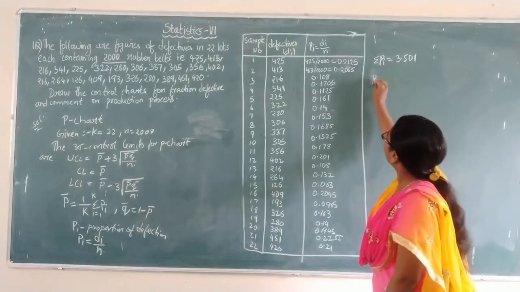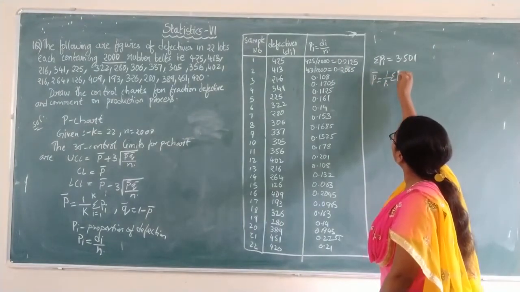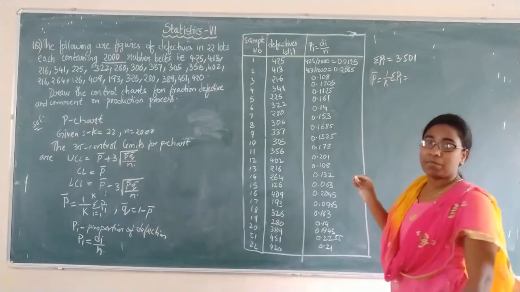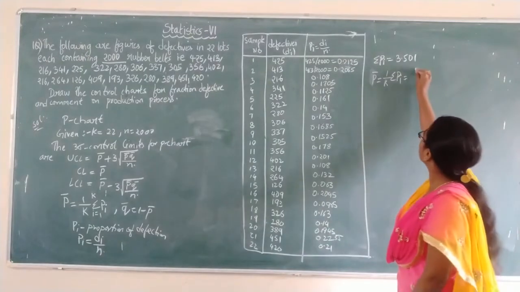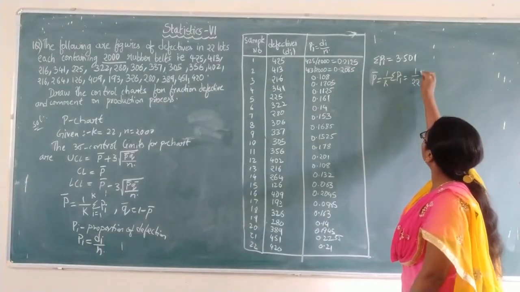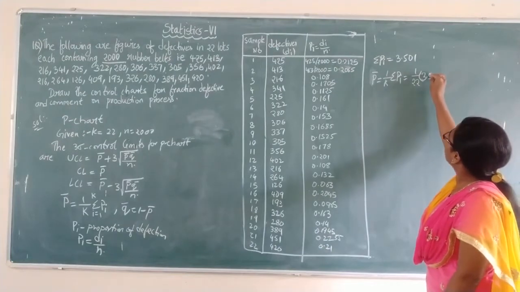So what is P bar? P bar equals 1 by K summation Pi. 1 by K, where K is the total number of samples, that is you have 22 lots. So 1 by 22 into summation Pi is 3.501.